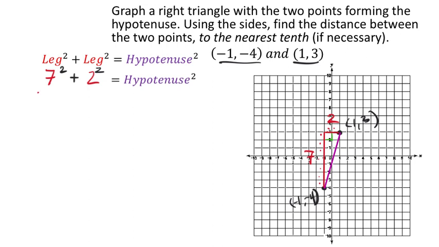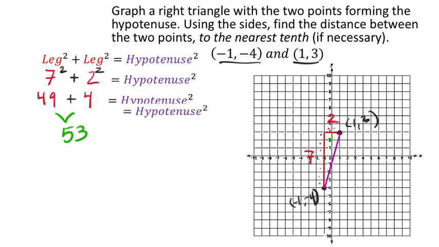7 to the power of 2 gives me 49, 7 times 7. 2 times 2, or 2 to the power of 2, is 4. So again, we're going to add these together, and that should be the hypotenuse as a square. Now I will go ahead and combine these 2 values. So that'll give us 49 plus 4, which is going to be 53. Now that's the hypotenuse as a square. It's the area of the square.